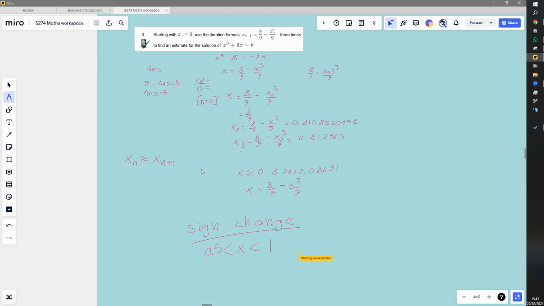If we didn't know whether or not it was between these values, and we wanted to find out whether it is between these values, what we can do is take this original equation. Let's write it out again.